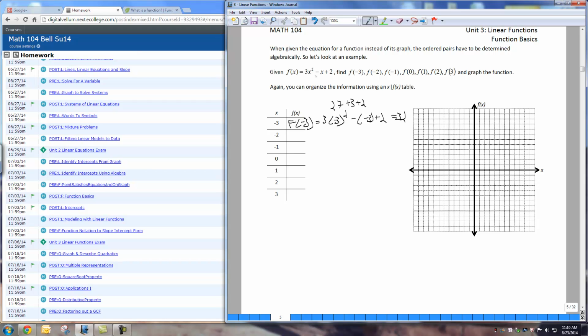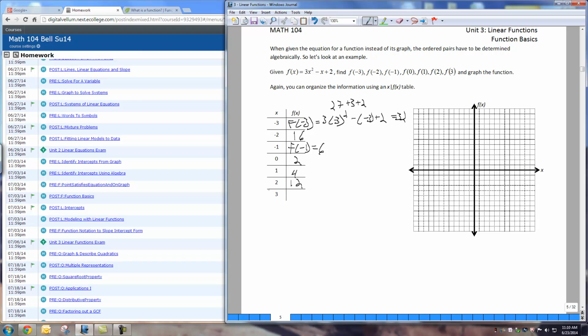So negative 2 squared is positive 4. Positive 4 times 3 is 12. Plus 2 is 14, 16. 0 is going to be 2 because these two things go away. Negative 1 squared, f of negative 1 equals, negative 1 squared makes it positive, so it's 3 plus 1 is 4 plus 2 is 6. When I plug in 1, you get 3 minus 1 is 2, so that's 4. Here we plug it in, 4 times 3 is 12, minus 2 is 10, plus 2 is 12.